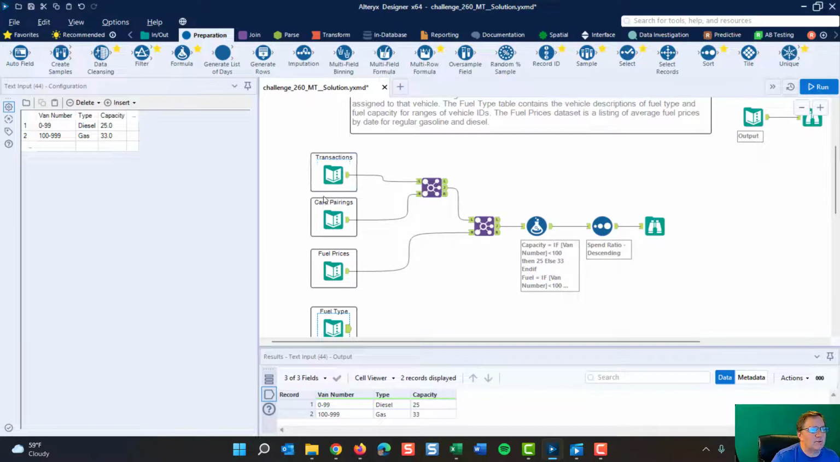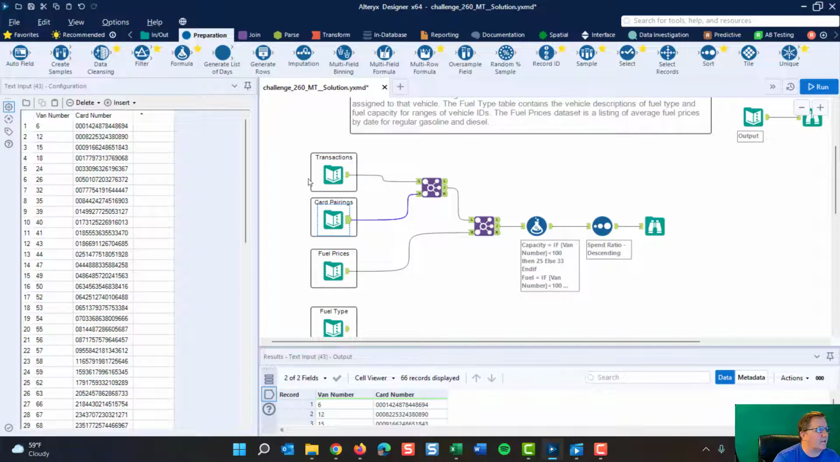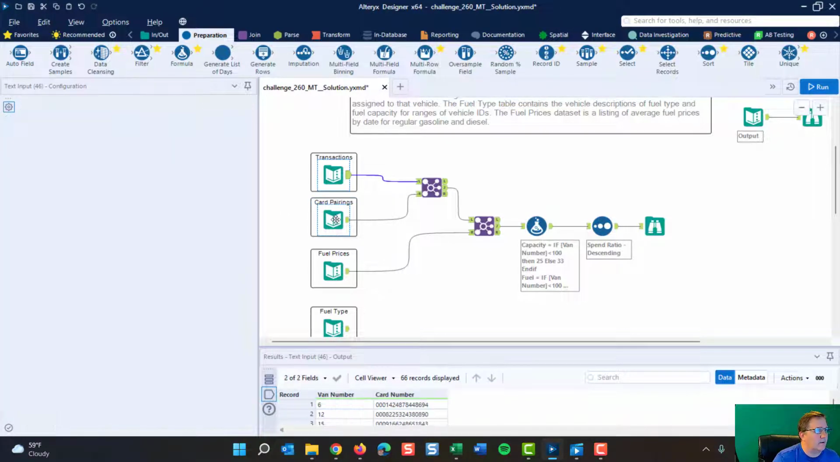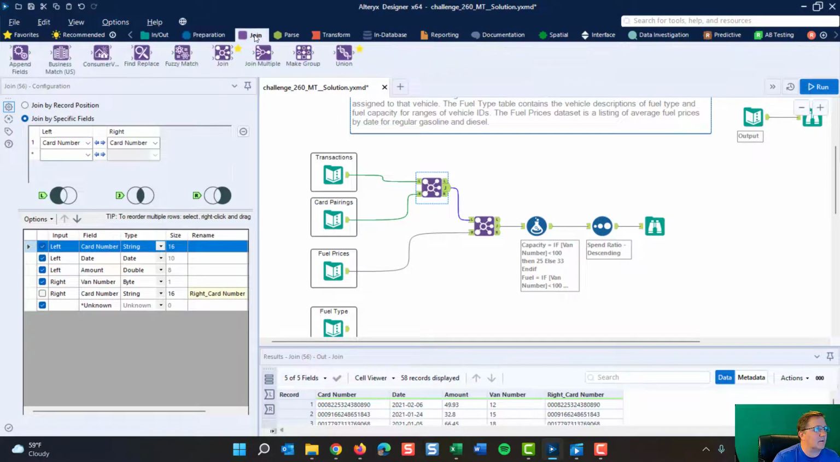First thing we want to do is get our data all together so that we can understand what we've got going on. So let's take our transactions first and match them up with the credit card that was used. You see you've got a card number here and a card number here, so we get the join from the join menu up here, and we're going to join by card number.